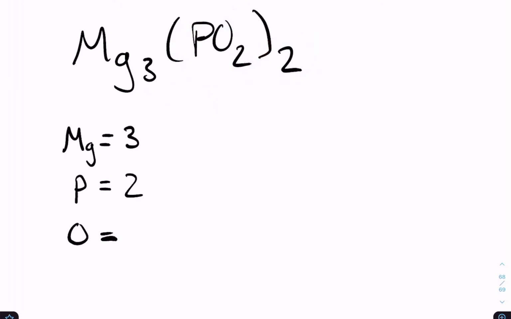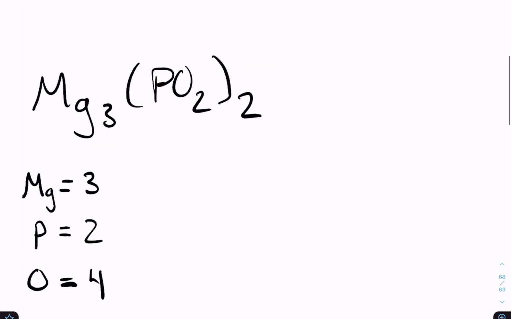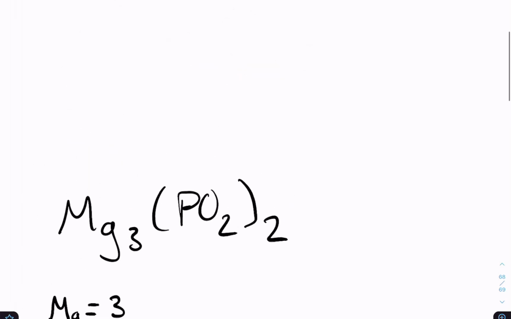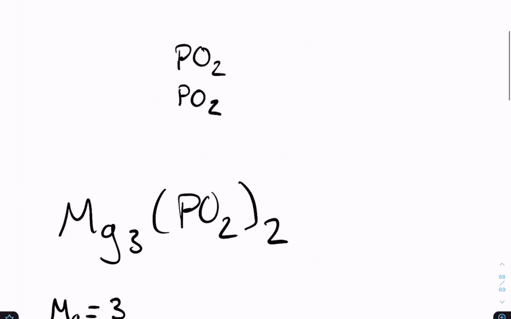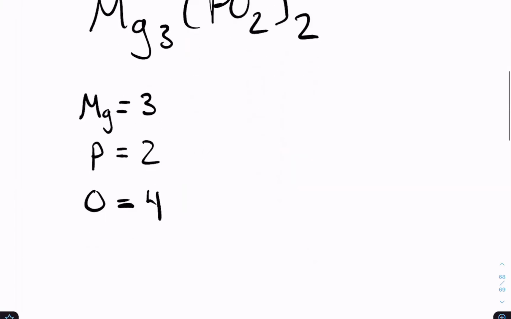So how many oxygen atoms are there? 4. Right, because this whole thing here, PO2, is the same as saying PO2, PO2. That's the same thing. So that's why there's 4 oxygens, 2 phosphorus atoms.